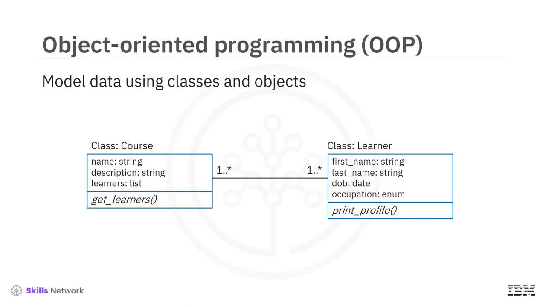Methods for data manipulation also need to be defined along with class attributes. Here, we define a simple method, getLearners. Learner entity would also be defined as a class with four attributes, first name, last name, date of birth, and occupation. A simple print profile method would also be defined.